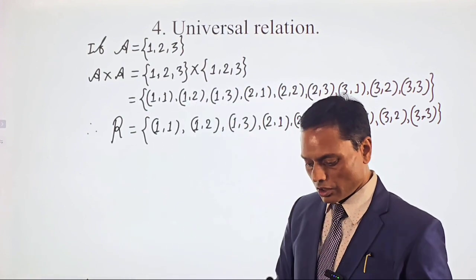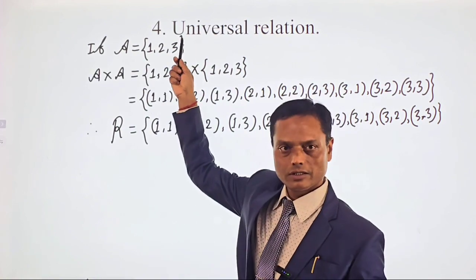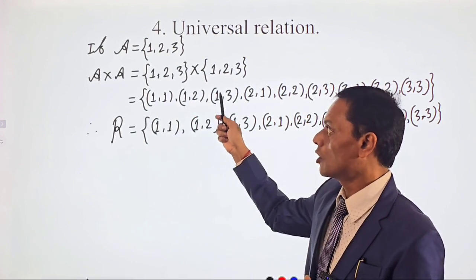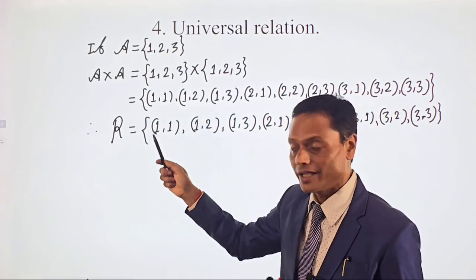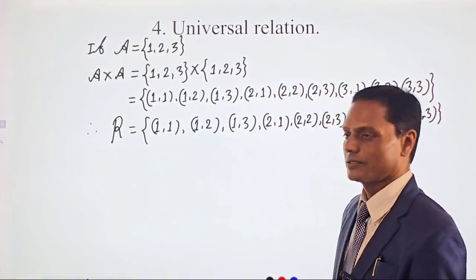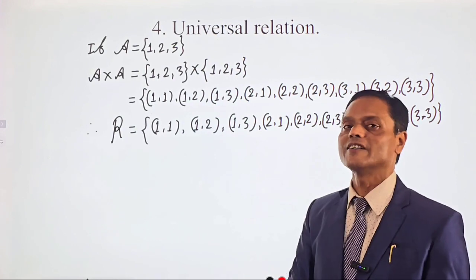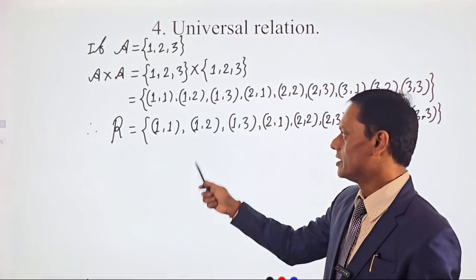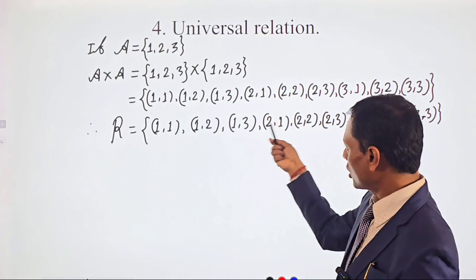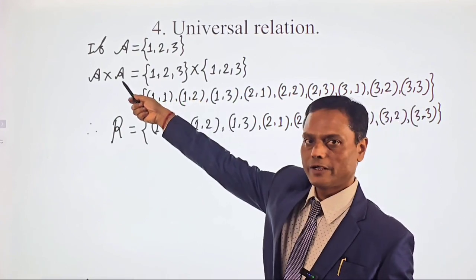So first of all, to understand the universal relation, we have a set A = {1, 2, 3}. Of course we can find A cross A. You can see the ordered pairs of the Cartesian product A cross A, right? In the universal relation, if we select all the ordered pairs of the Cartesian product A cross A, then such a type of relation is called a universal relation. You can see all the ordered pairs are selected here from A cross A.